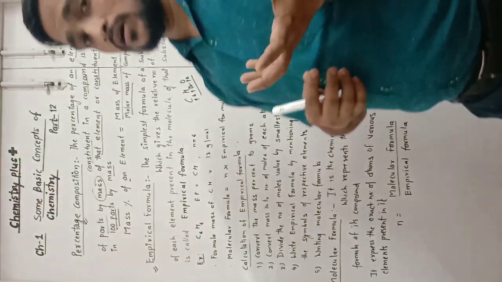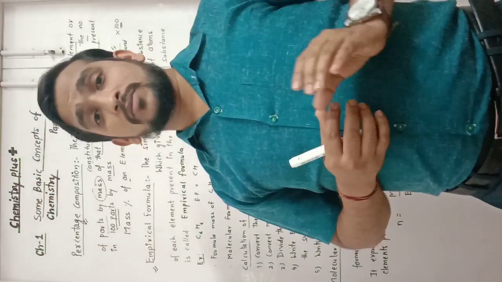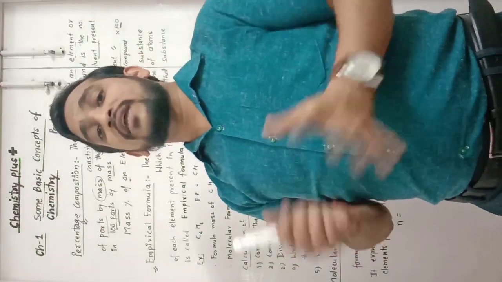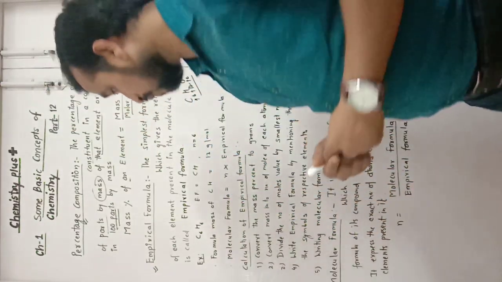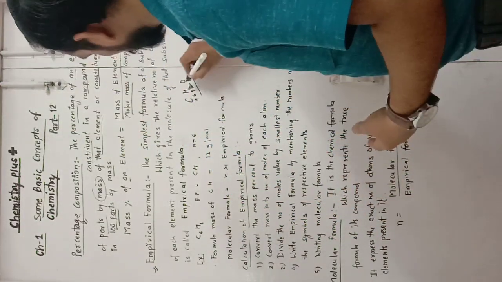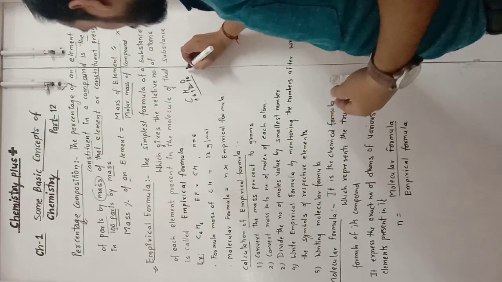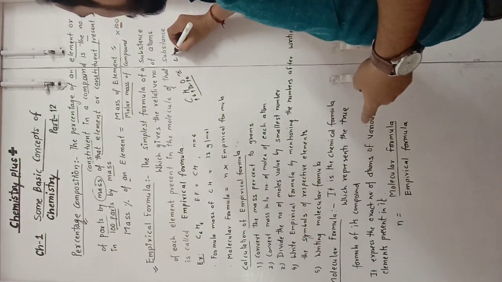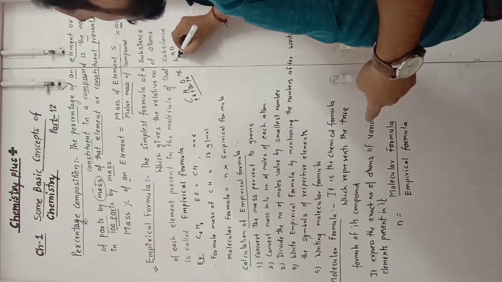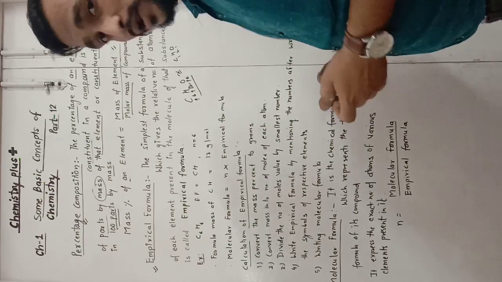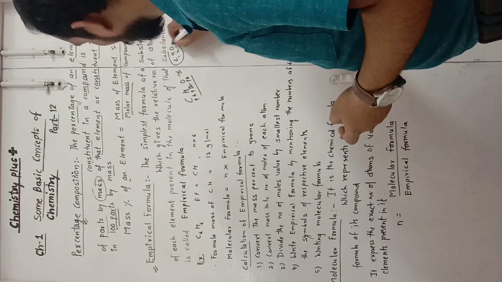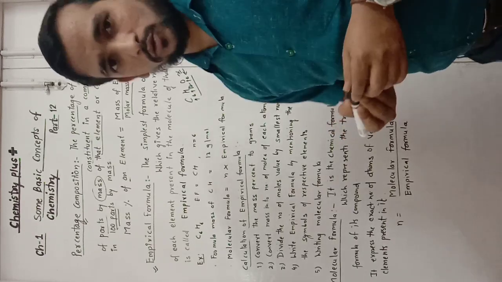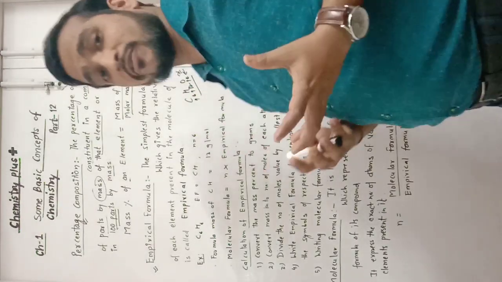But the empirical formula is the simplest term or simplest denotation of any chemical compound. For example, if we take the glucose molecule, that is C6H12O6, the empirical formula is written as CH2O, where the ratio is 1:2:1. So this is the empirical formula for the glucose molecule. And how can it be found out?